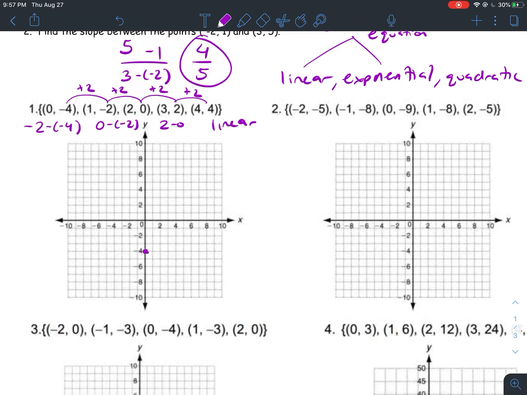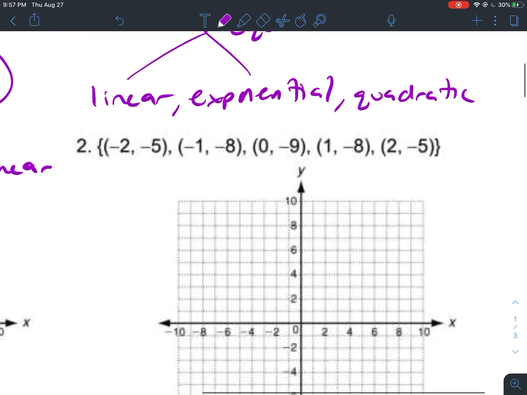And let's go ahead and plot that. We have (0, -4), (1, -2), (2, 0), (3, 2), and (4, 4). Feel free to pause the video to graph yourself. All right, so that looks promising. We've got our line. All right, so let's go ahead and look at number 2.